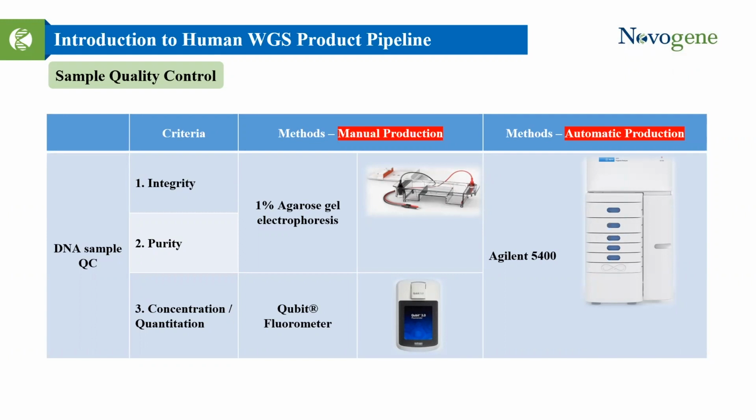Samples will be tested on 3 criteria: integrity, purity, and concentration. In the manual pipeline, we use agarose gel electrophoresis to test the integrity and purity, and we use a Qubit fluorometer for concentration. While in the automatic pipeline, we use Engine 5000 and 400 for all 3 criteria.